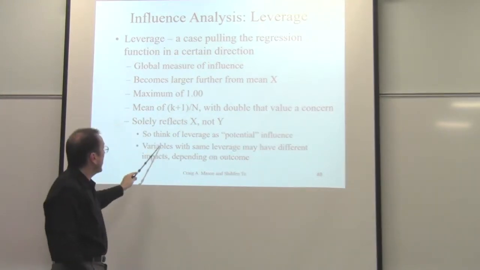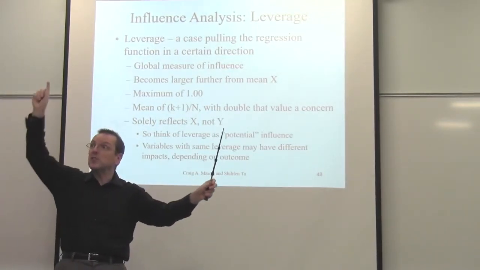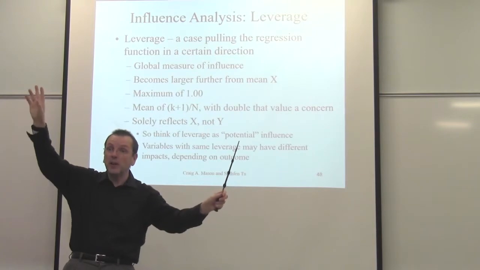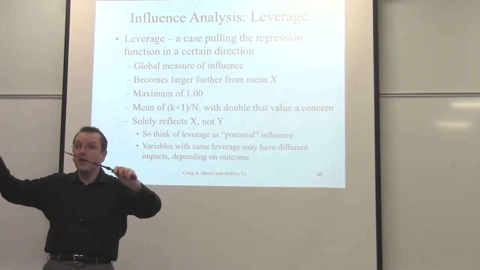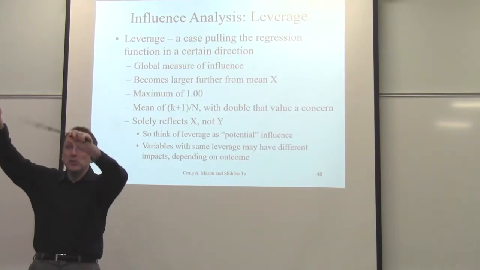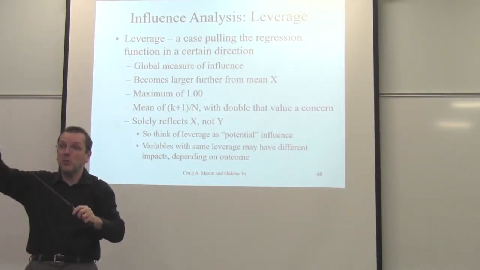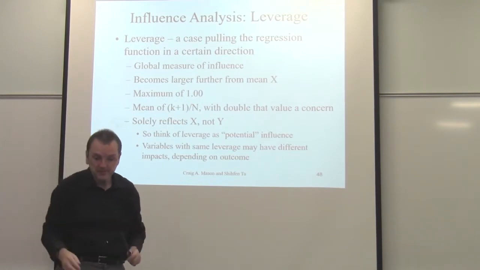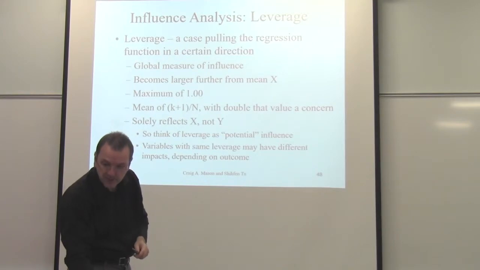As a result, because it's not taking into consideration what the outcome is, there could be two cases out here with really big leverage, and one of them is messing up the regression coefficient, and the other's not, because it's right in the middle of where everything should be. So again, leverage is just potential influence.